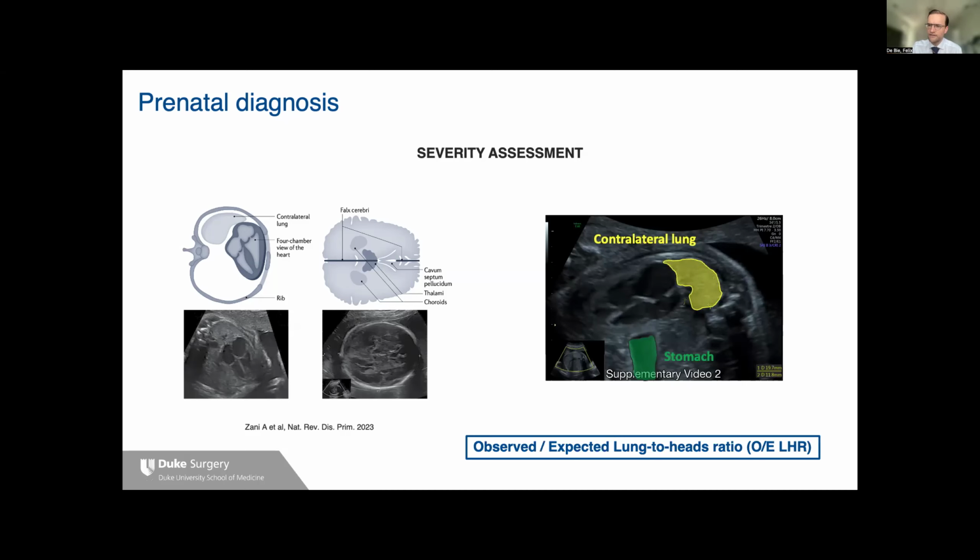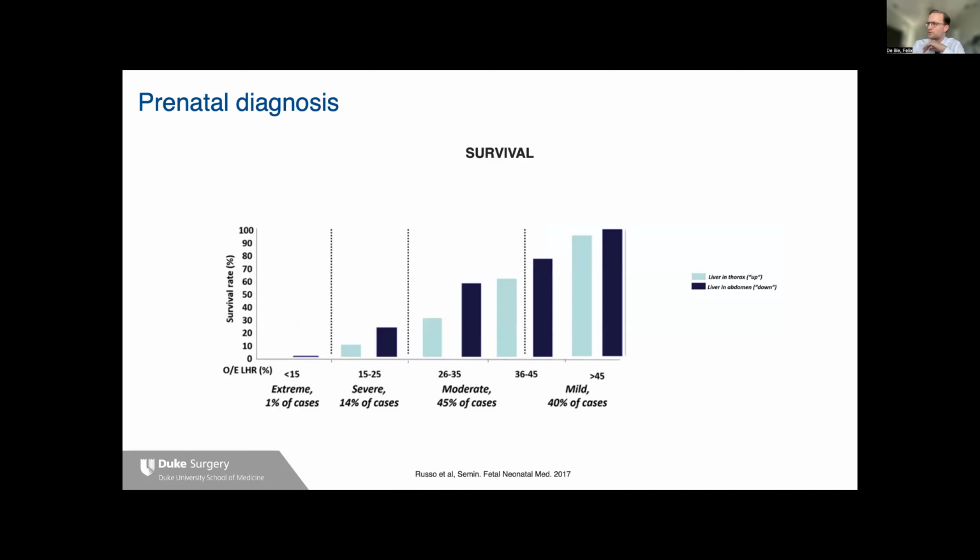And so, given that a fetus morphologically evolves throughout pregnancy, with the head being bigger in the beginning and relatively smaller at the end, there is an observed versus expected ratio, meaning that the observed is what we measure and the expected is what the norm is in normal infants for any gestational age. So that allows us to get a sense of how severe the CDH is, and actually correlates pretty well with postnatal survival.